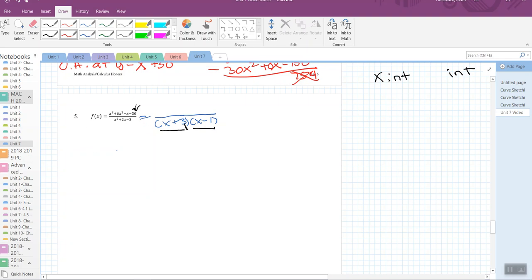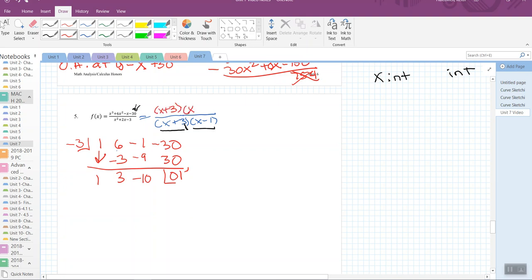So if I divide, and you can either do long division or I'm going to do synthetic division, putting negative 3 in the box. Bring down the 1. Multiply, add down, multiply, add down, multiply, and notice x plus 3 is a factor. It's x plus 3 times x squared plus 3x minus 10.